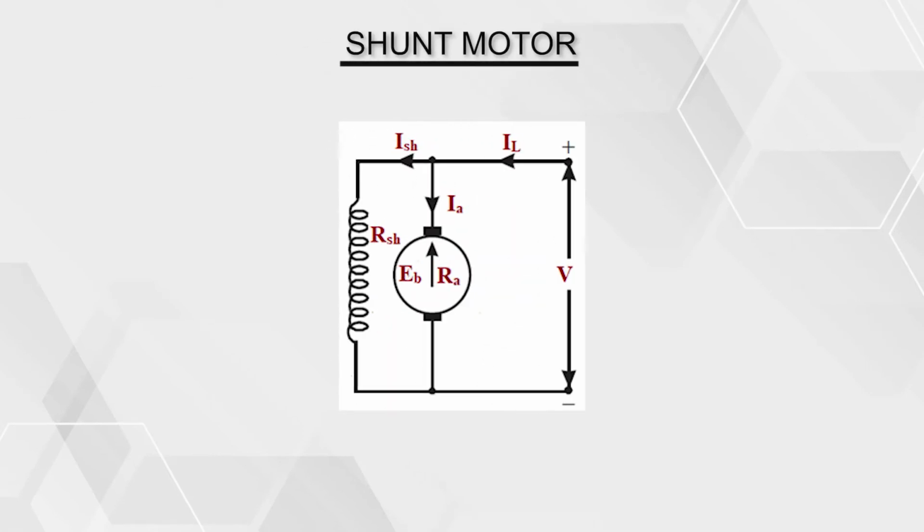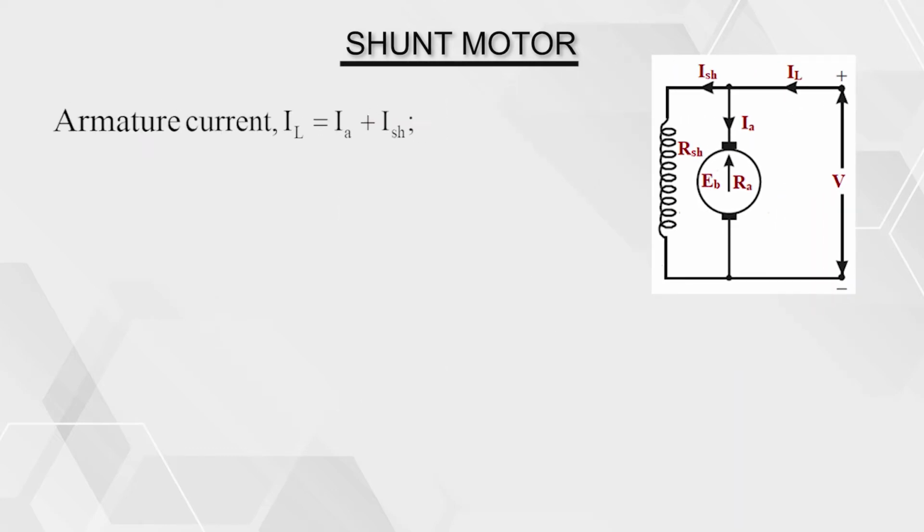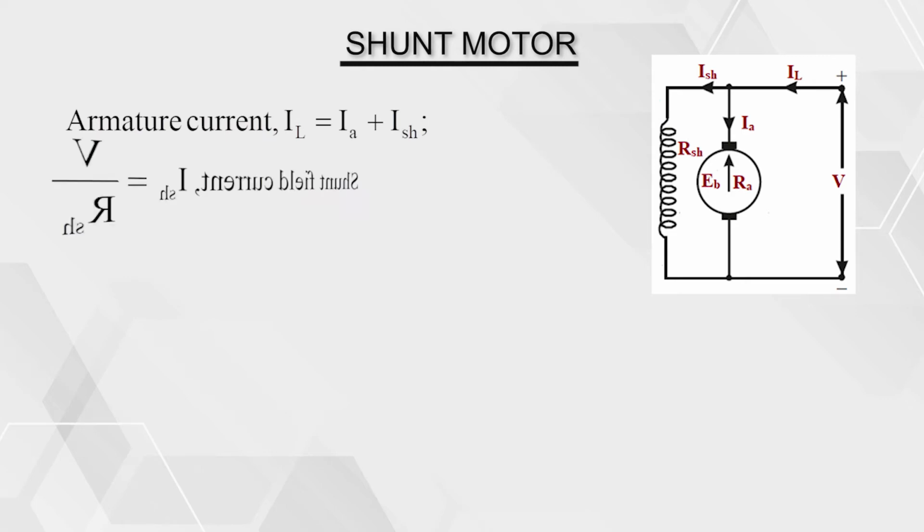Now we are going to discuss the shunt motor. As the name indicates, in a shunt motor the field is connected across the armature, or you can say the field is connected in parallel with the armature. Here the supply voltage is V, due to which a current IL flows. Then this current is divided into two paths: one is the armature current and the other is the shunt field current, which flows through the field winding RSH.